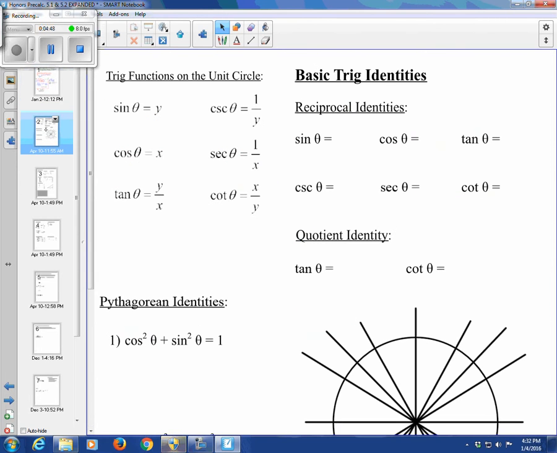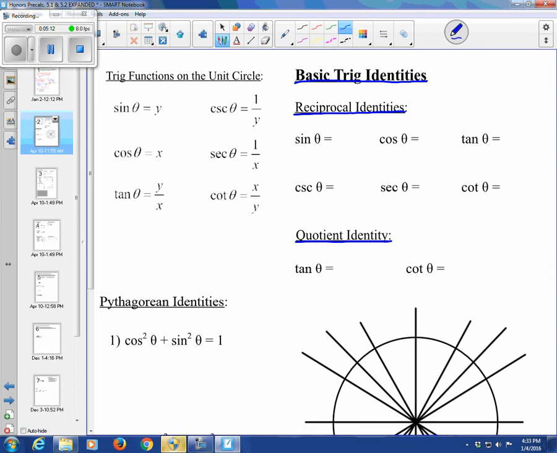So what is a trig identity? Well, a trig identity is basically a way we can represent one trig function with other trig functions, or just another trig function in general. All right, so right here, we'll start by defining our basic identities, which are made up by our reciprocal identities and our quotient identities.